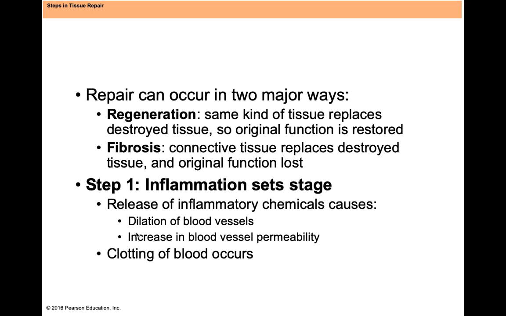So repair can occur in two different ways. Okay, we have regeneration and we have fibrosis. Regeneration is when the same kind of tissue replaces destroyed tissue, so original function is restored. Okay, so it's just like, oh, hey, you skinned your knee? Great. We're going to grow some more knee skin. Mitosis is a beautiful thing. Okay, fibrosis is when connective tissue replaces destroyed tissue, and original function can be lost in these cases, and we'll look at that in a little bit.